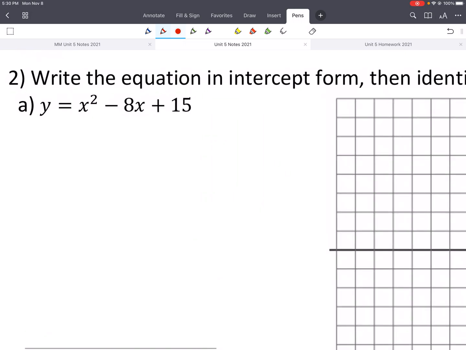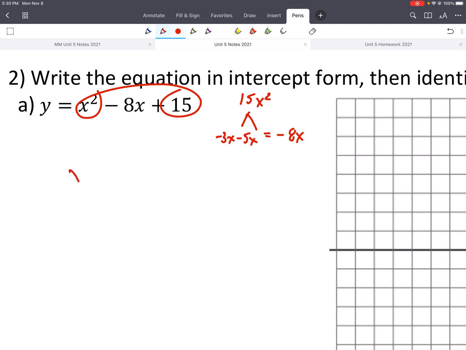So here, there's no greatest common factor. It's already in standard form. So we need to find what multiplies to 15x squared and adds to the middle term, which is negative 8x. Looks like maybe 3 and 5, both of them negative, so negative 3x minus 5x. We can use the shortcut, and we'd get x minus 3 and x minus 5.